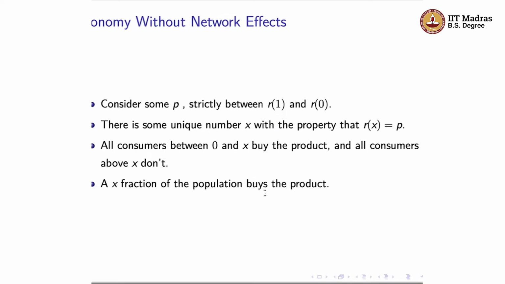Why is that? Remember, we are arranging the consumers based on their reservation price. So if you are between 0 and X, your reservation price is higher than R(X), which is equal to P, and therefore you want to buy the good. But if you are above X, then your reservation price is less than R(X), equal to P, and therefore you would not want to buy the good, right? Another way of interpreting that all the consumers between 0 and X buy the product is that an X fraction of the population buys the product.